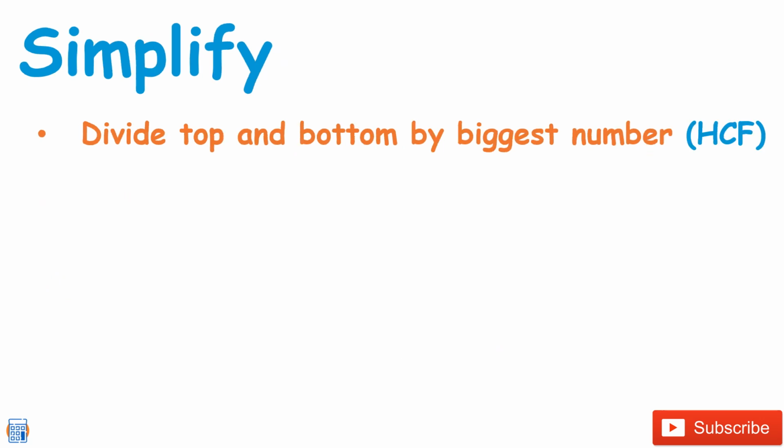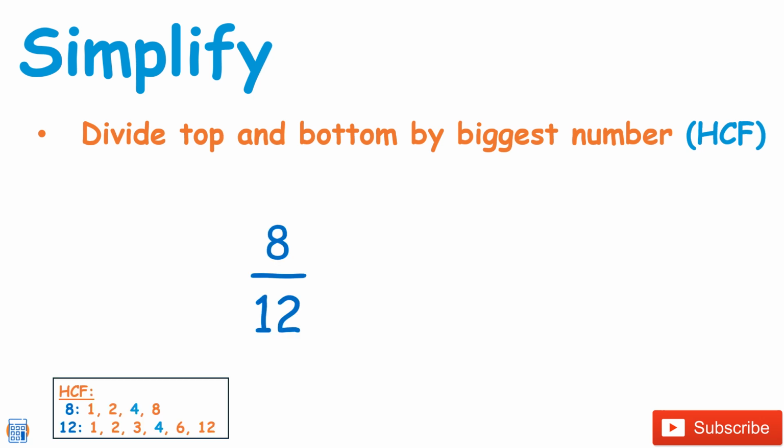So going on to simplify, how do we actually simplify fractions? If you use one of my previous videos on the highest common factor, this will help you out a lot, so I would recommend checking that out. Basically, you just divide the top and bottom by the biggest number. So if we use 8 divided by 12, for example, the highest common factor, as you can see at the bottom left here, is 4.